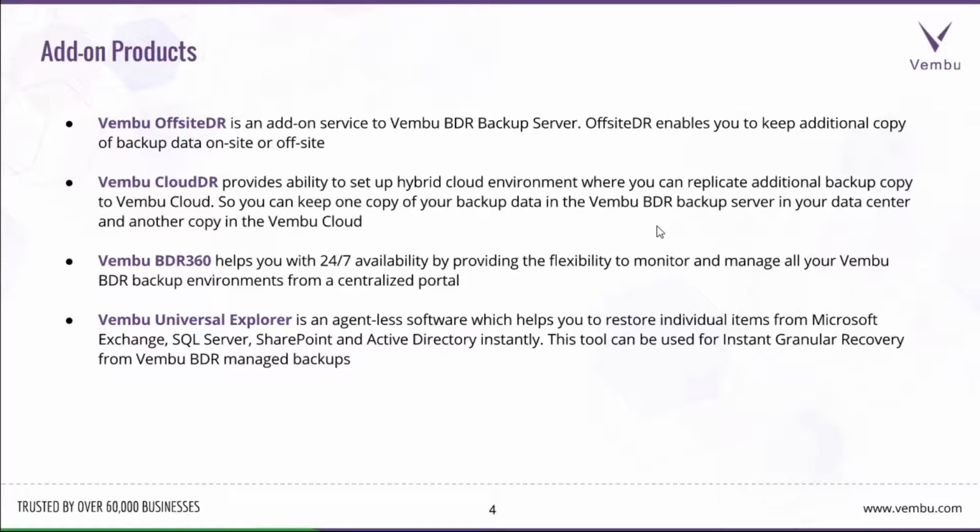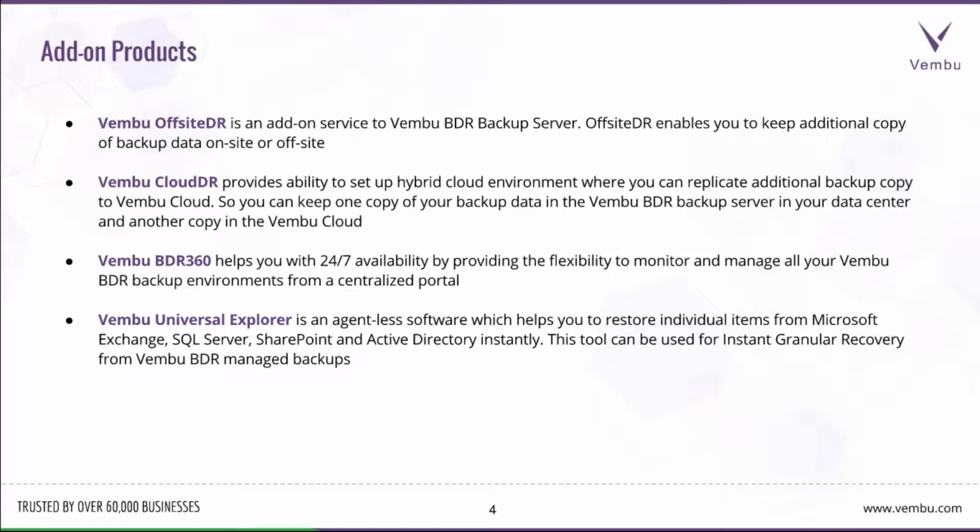Adding to that, we have some more add-on products. Vembu Offsite DR helps you have a redundant copy of the data or replicate the data to an offsite data center. And Vembu Cloud DR helps you set up a hybrid cloud environment where the additional backup copy data can be replicated to Vembu Cloud, such that in case of a disaster you can directly perform the recovery from our Vembu Cloud using Vembu Cloud DR.